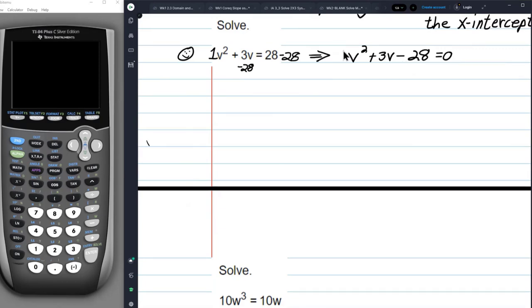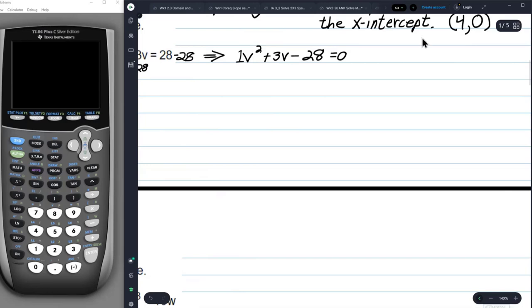There's a 1 in front of the v squared, so I take negative 28 and I factor it. Here's a shortcut when you're dealing with a negative number. Just take positive 28 for a minute. 28 equals 1 times 28, and 2 times 14, and 4 times 7, and then they turn around. Switch.